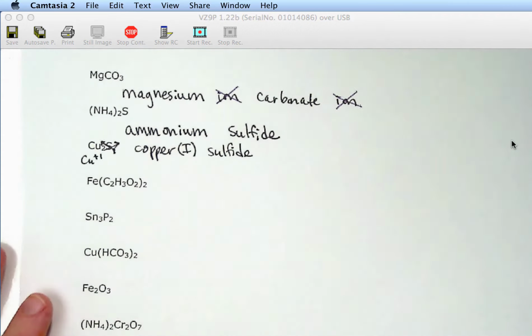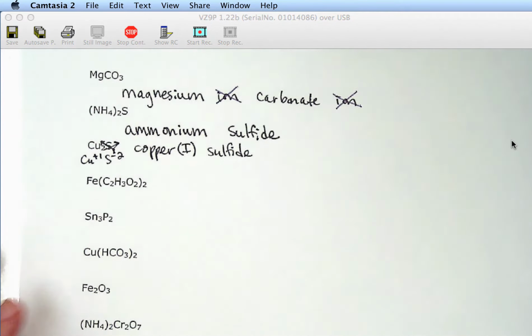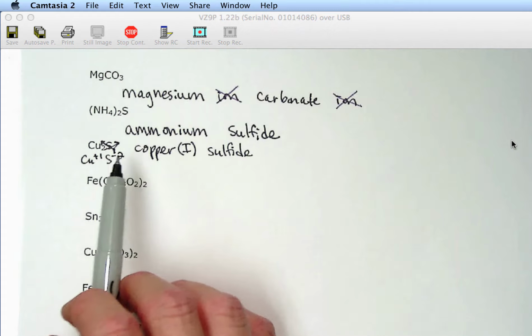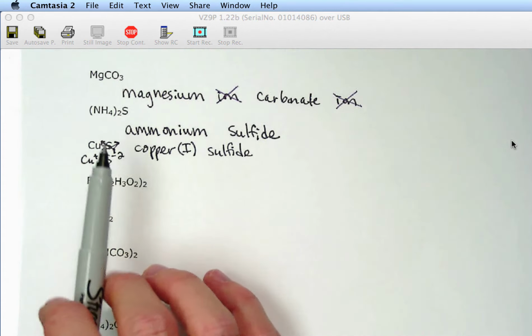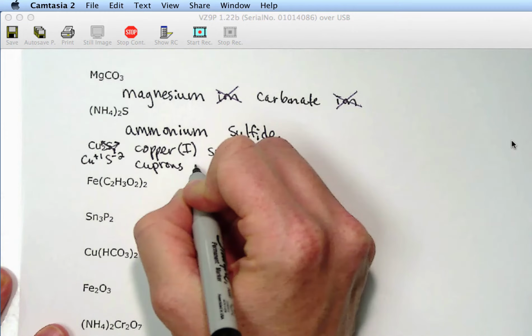Isn't sulfur 2 minus? Mm-hmm. But you're bringing up the 2 minus, so that works out. Okay, now, would it be cuprous or cupric? Cuprous. Very good. So cuprous sulfide.